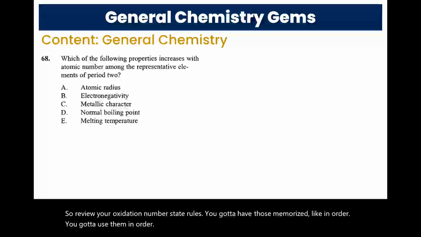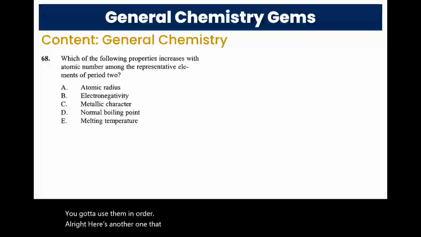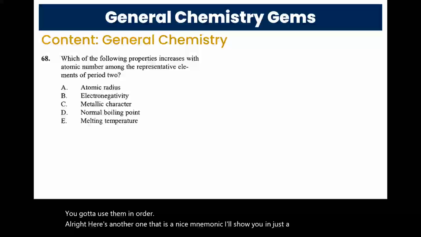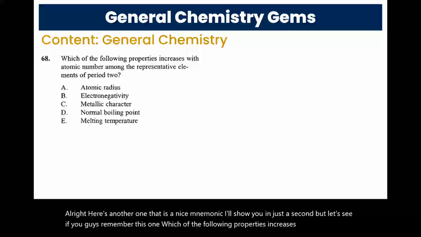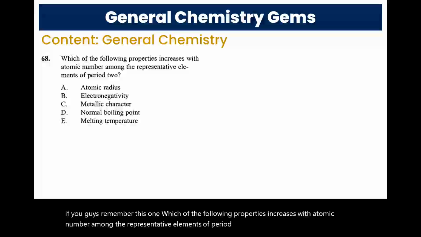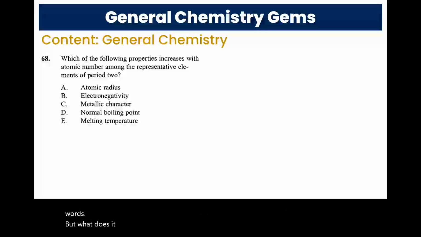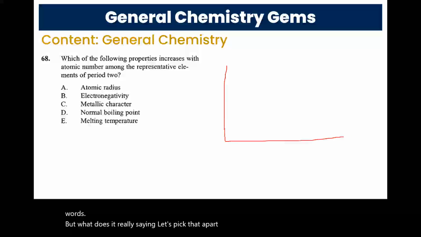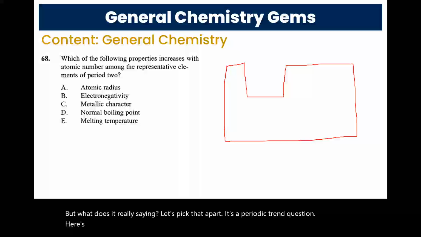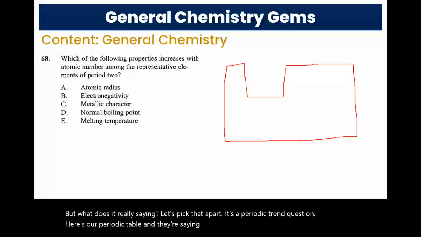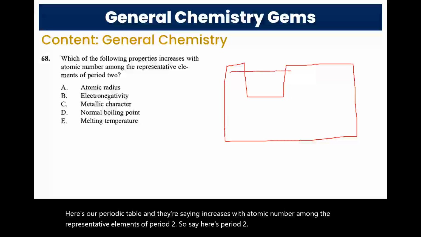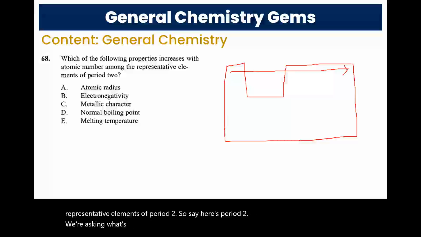All right, here's another one that is a nice mnemonic. I'll show you in just a second, but let's see if you guys remember this one. Which of the following properties increases with atomic number among the representative elements of period 2? That's a lot of words. But what is it really saying? Let's pick that apart. It's a periodic trend question. Here's our periodic table, and they're saying increases with atomic number among the representative elements of period 2. So say here's period 2.